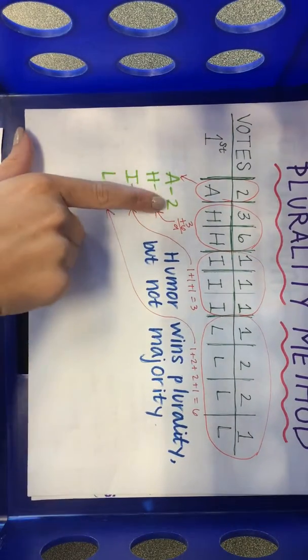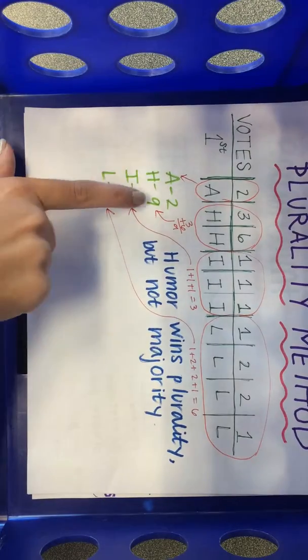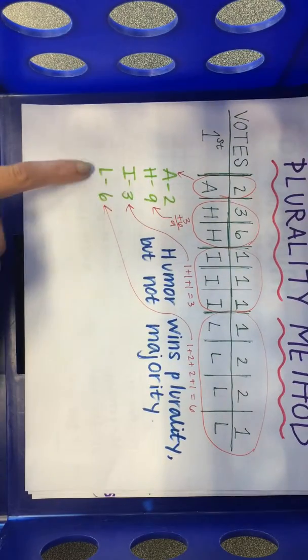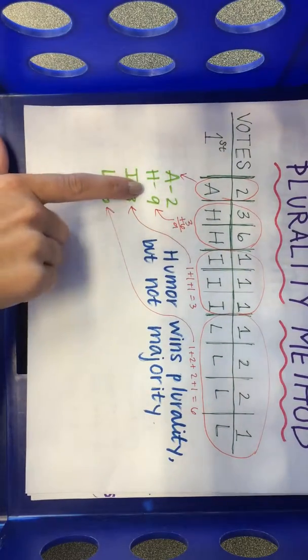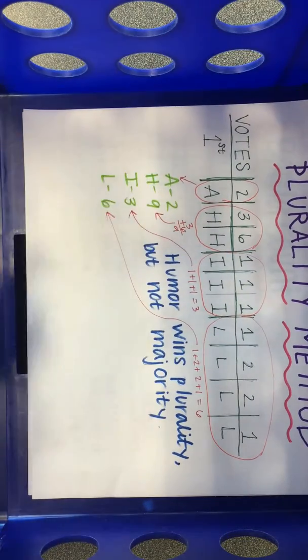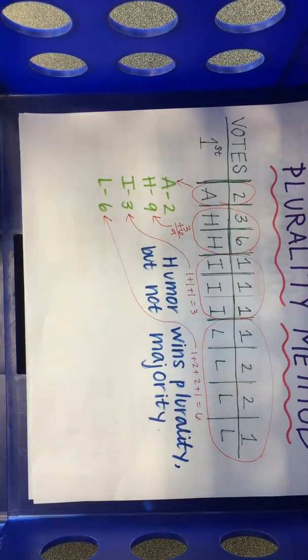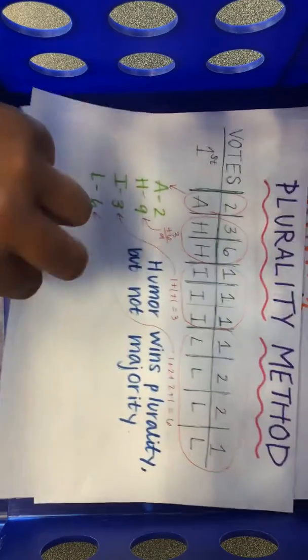Activities in common received 2 first place votes, humor received 9, intelligence received 3, and looks received 6. Humor received the most first place votes, so they win plurality, but do not win majority.